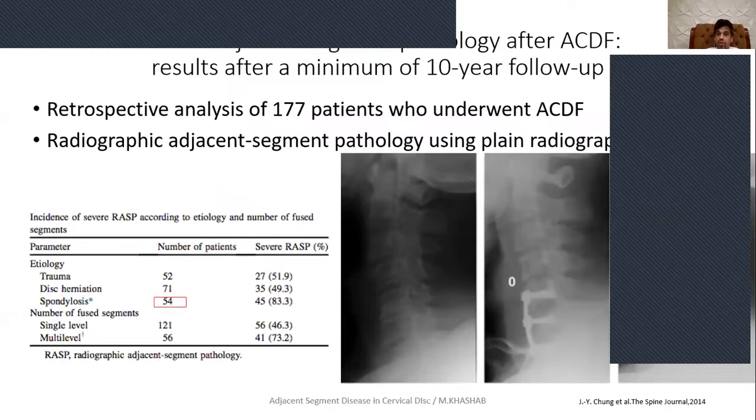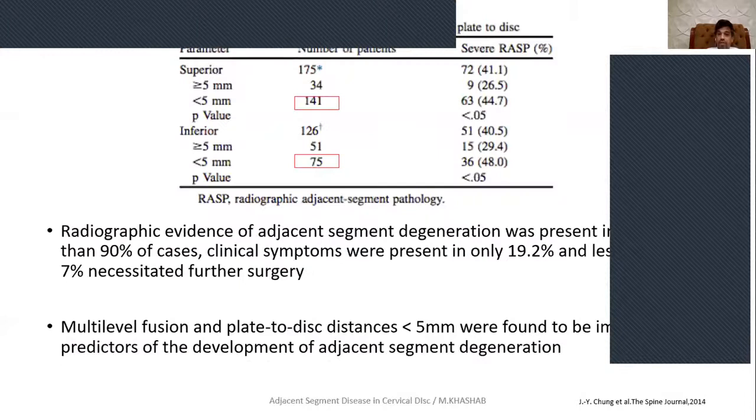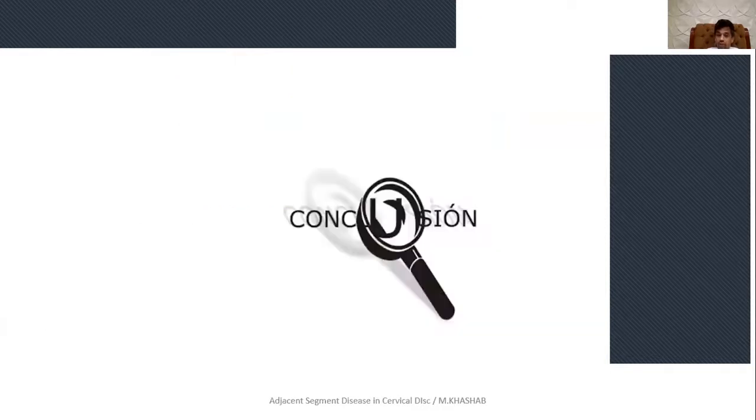Another paper looked at other parameters of the same condition, whether you could predict things that would improve the outcome by looking at the plate to disc space. Whenever the end of your plate to the disc height is less than 5 millimeters, and you're including multiple level fusion, then that's going to be a risk for adjacent segment disease.